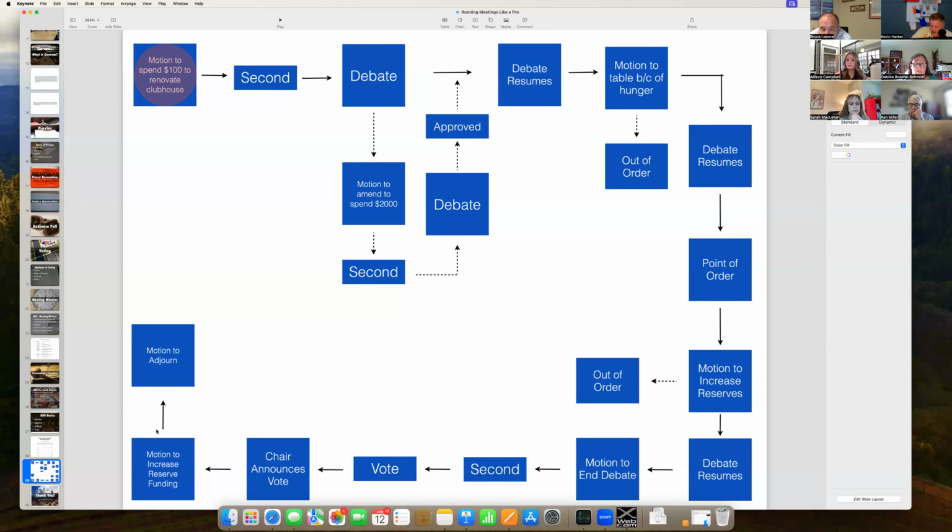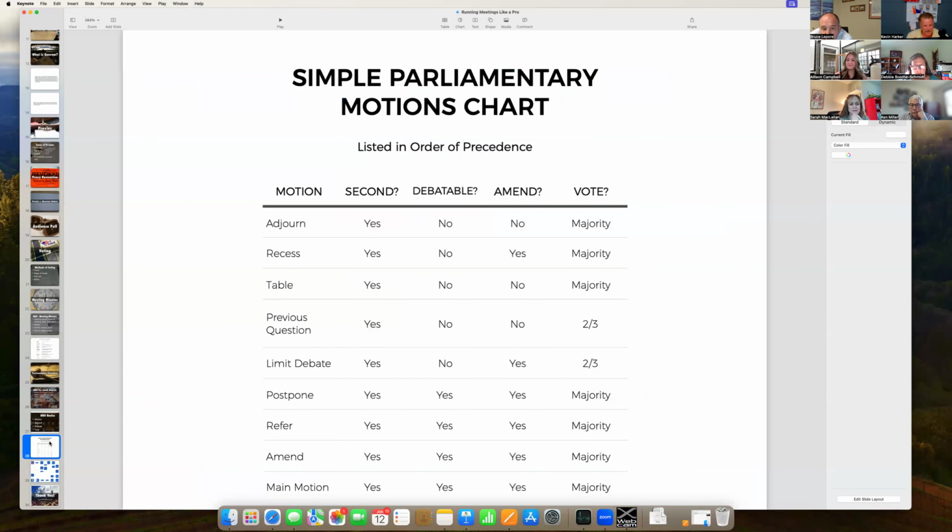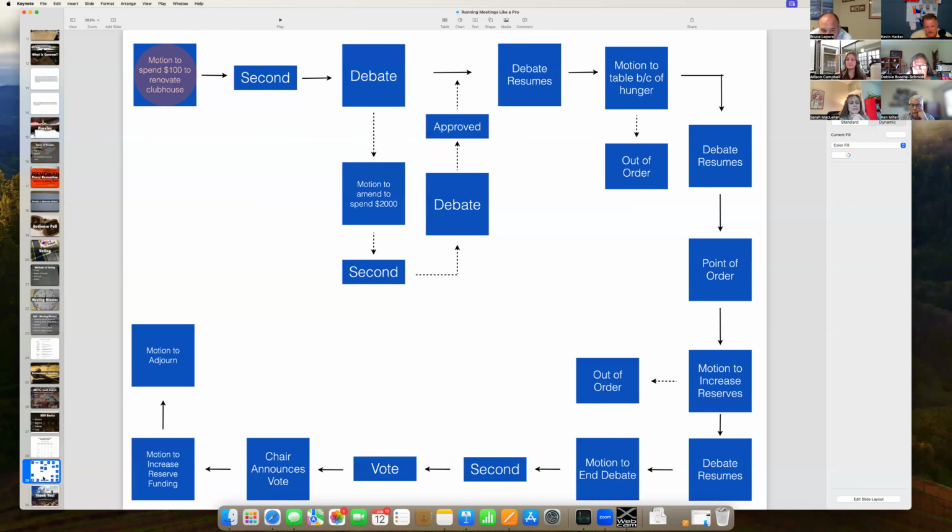Now, let's say before I can even get a second on this motion to increase reserves, Allison stands up and says, I make a motion to adjourn. Can she do that? Yes. That's right. Because look at the highest motion on this. It's a motion to adjourn. You know what Allison could have done? Way back at the start of the meeting, she could have made that motion. And if it carries, the meeting ends.